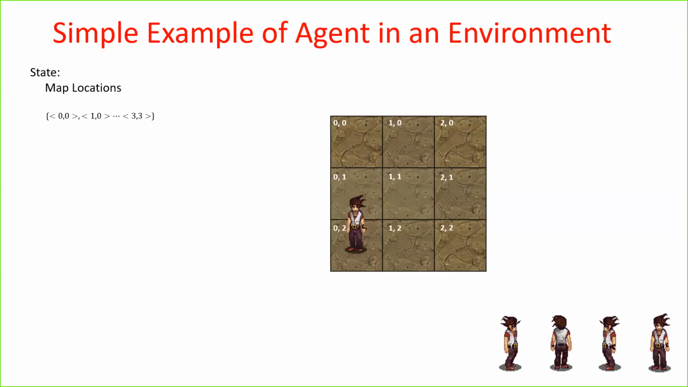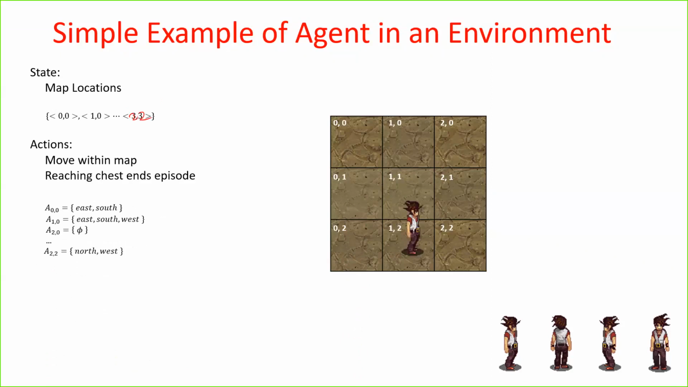So these are the map locations 0,0, 0,1, and so on up to 2,2. It's not 3,3, it is 2,2 because the indexing starts from 0,0. All right, so the agent may take actions like moving east, west, north, or south, right? And the goal of the agent is to reach this chest location wherever it is present. So for each of these environment states, we have different action spaces.